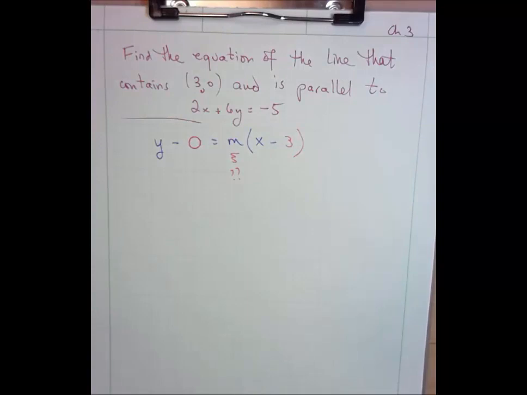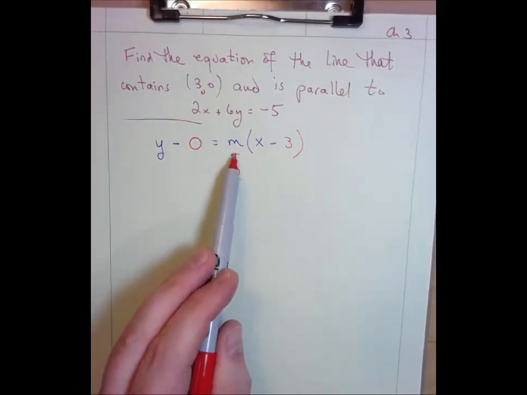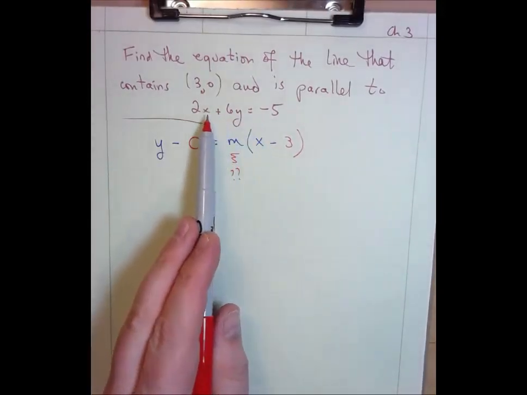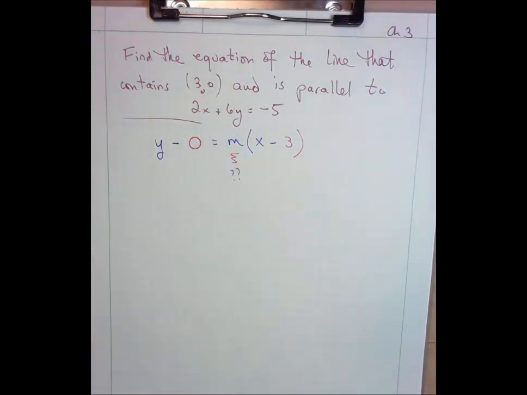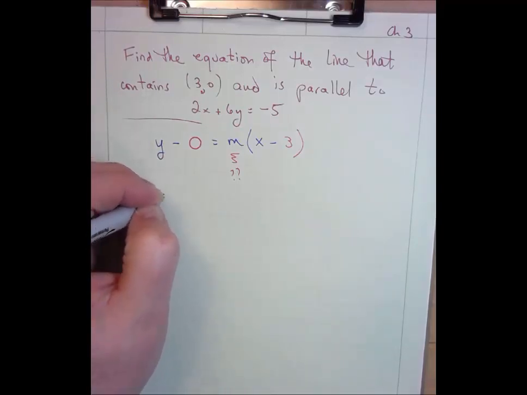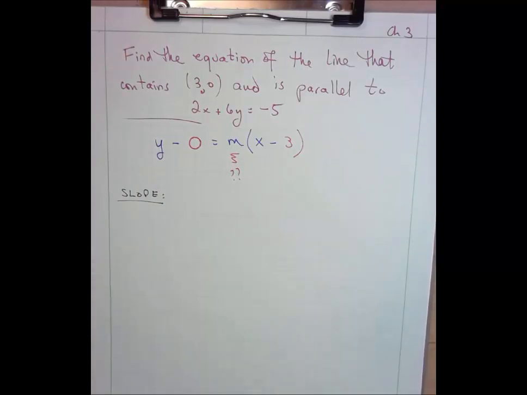But we are told that our line needs to be parallel to the given line 2x + 6y = -5. Two lines are parallel if they have the same slope. So all we need to do to find our value of m is to discover the slope of this line right here, and discovery of that slope is no harder than just rearranging it into slope-intercept form and reading the slope out. And so let's do a little bit of investigation here.